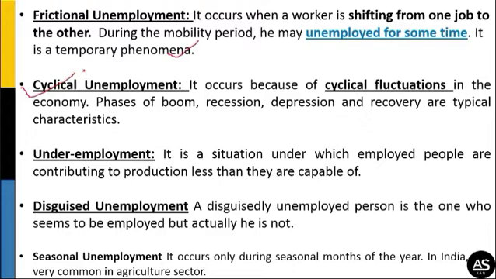Cyclical unemployment occurs because of fluctuation in the economy. Most of the time we have a boom in the economy, a recession, or a depression in the economy. Due to this, cyclical unemployment happens, and this is a temporary phenomenon. It doesn't occur most of the time.